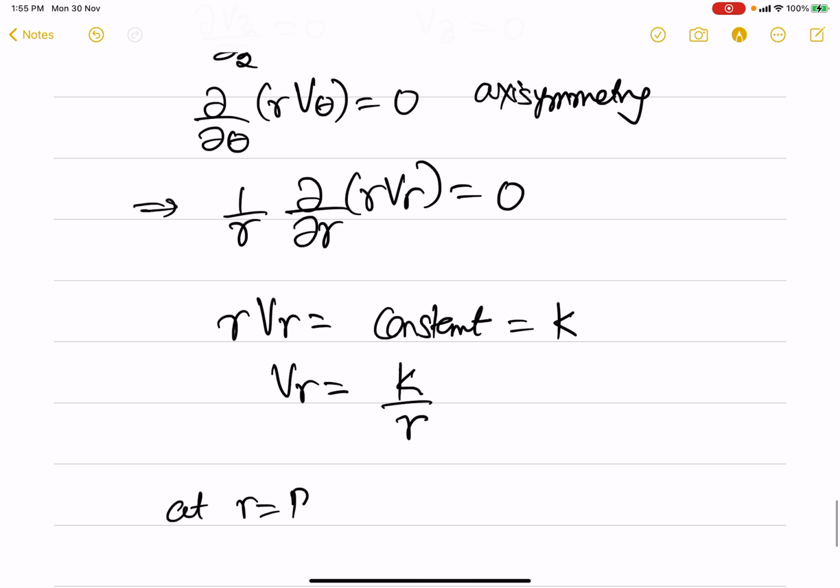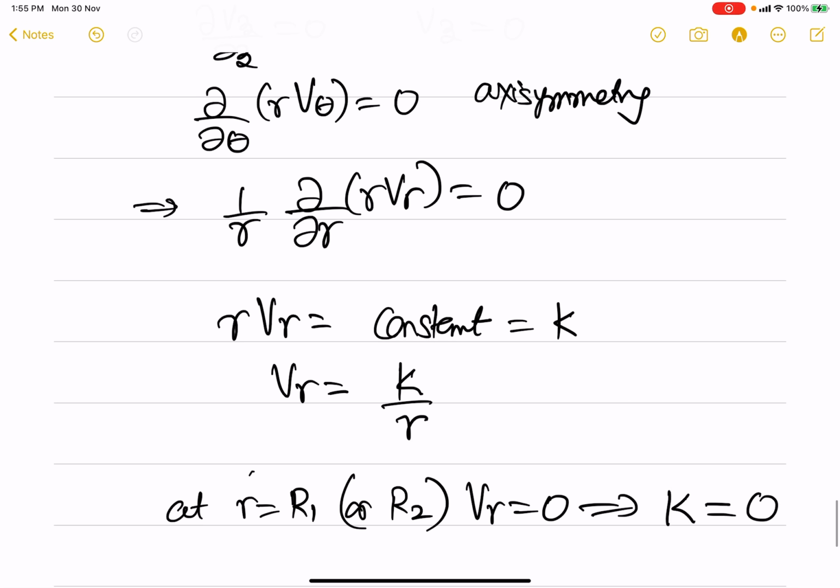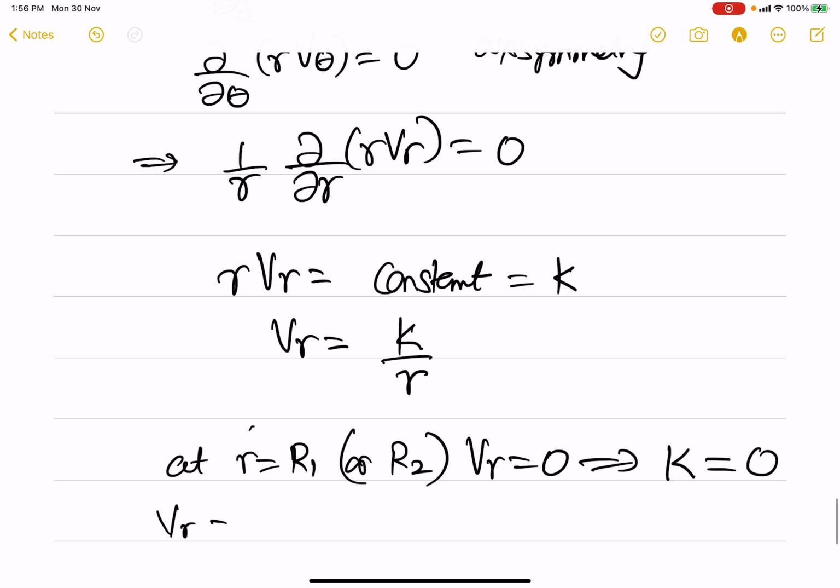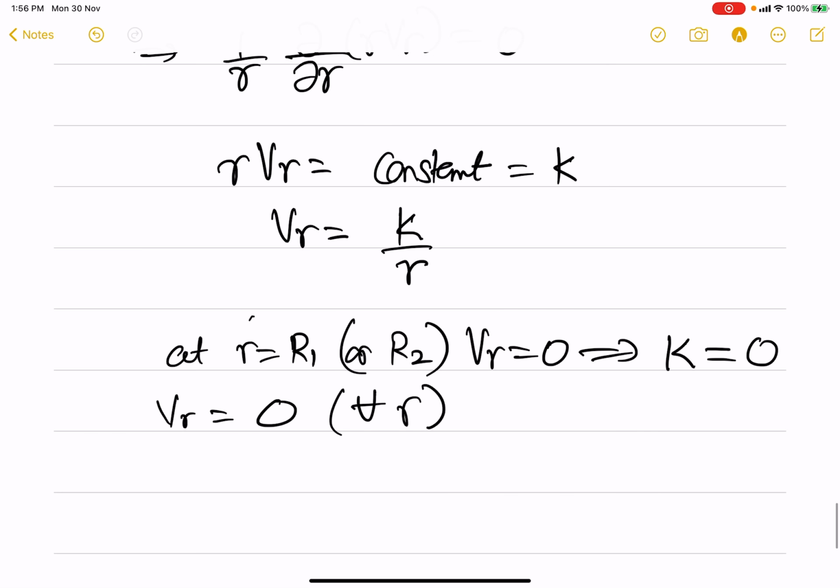At r equal to r1 or r2, Vr is equal to 0, and this will give us k equal to 0. So from here what we get is Vr is also 0 for all r. That means we are left with only V theta and pressure. Now to obtain the equation for V theta, let us look at the Navier-Stokes equations.